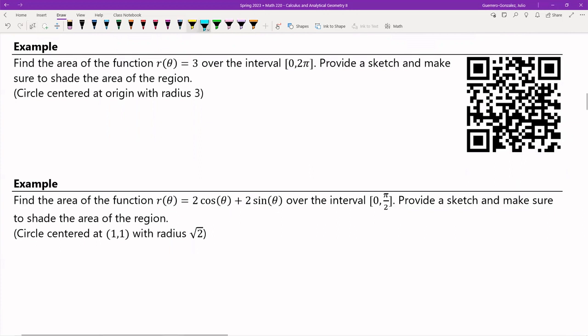I have a polar equation here: r of theta is equal to 3. And I want the area of this function over the interval from 0 to 2 pi. I want to provide a sketch and make sure that the area that's shaded in is the region that we're going to be finding. Okay, so now let me go back to Desmos.